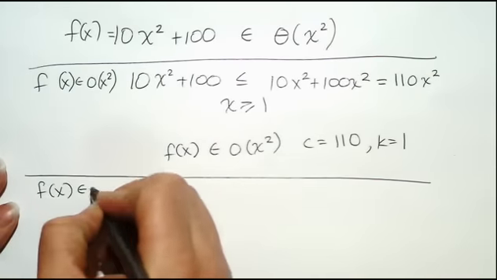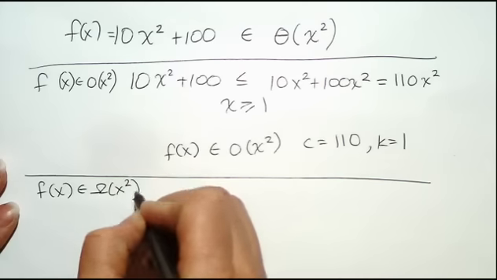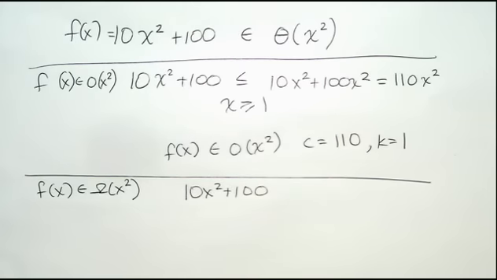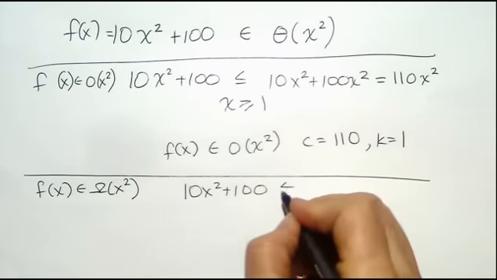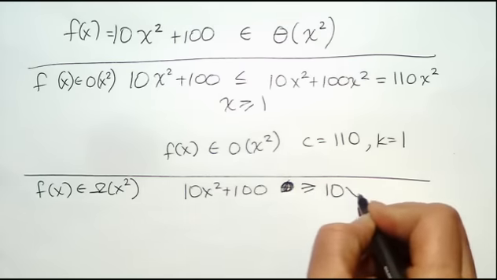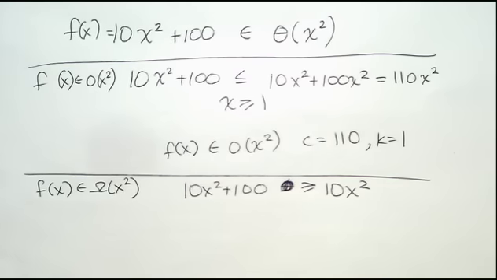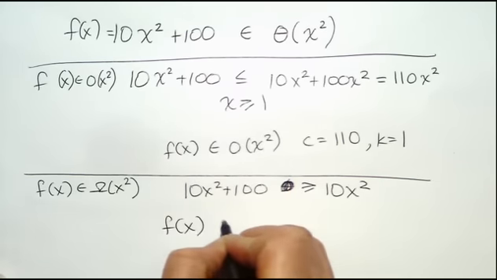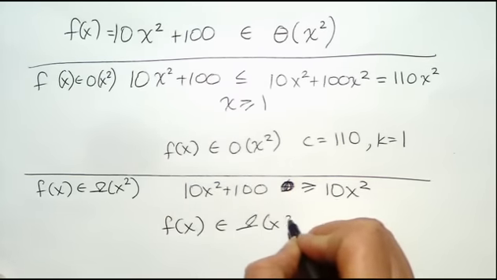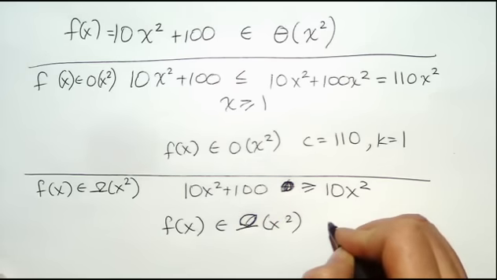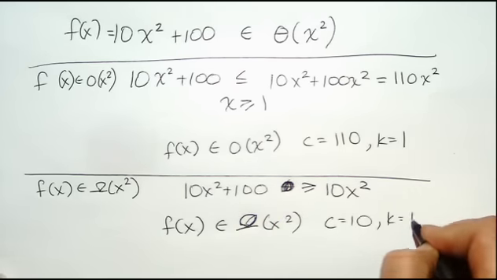that f of x is in big omega of x squared. So what I want to find now is a lower bound, and the easiest way to find a lower bound for the sum is just to take the biggest term and drop everything else in the sum. So now we've actually just proven f of x is in big omega of x squared, with c equals 10 and k equals 1.